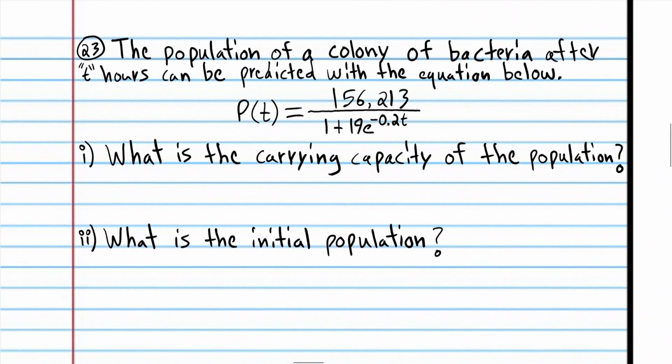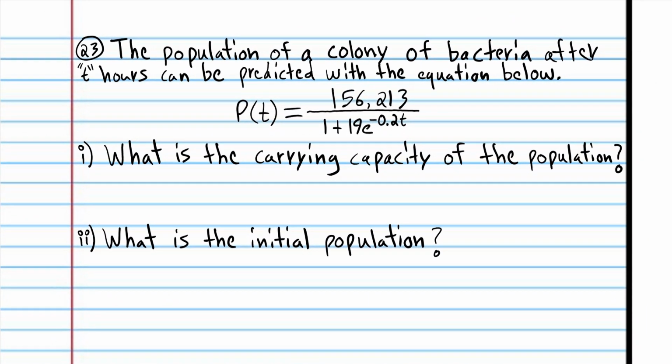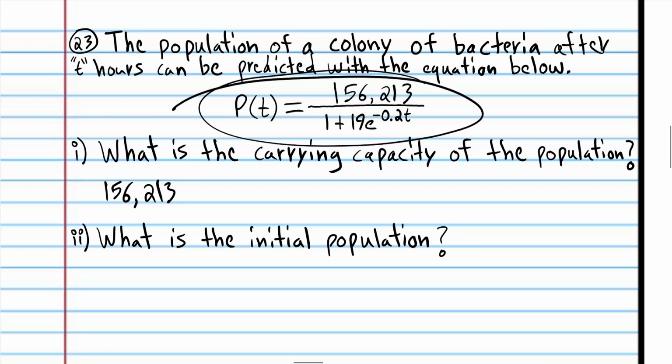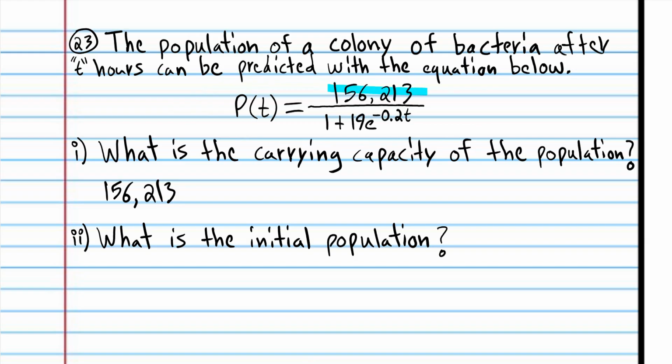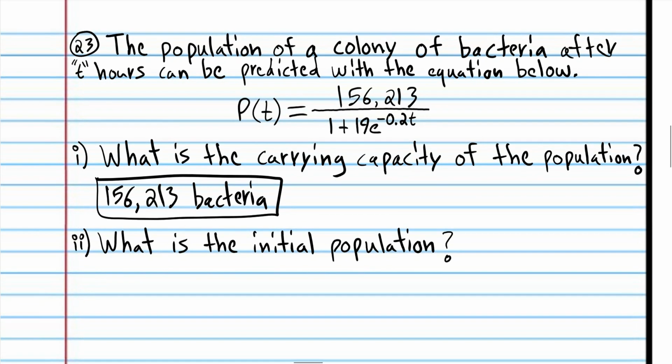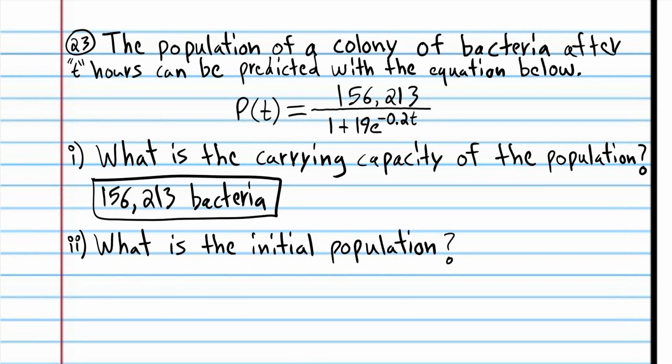There's 2 parts to number 23. When you come back, we'll do it together. Okay, we're back. The carrying capacity for this type of logistic growth model is always this number up here, this blue number. So 156,213 bacteria. Carrying capacity means the maximum number of organisms that can exist in this particular environment or this colony.